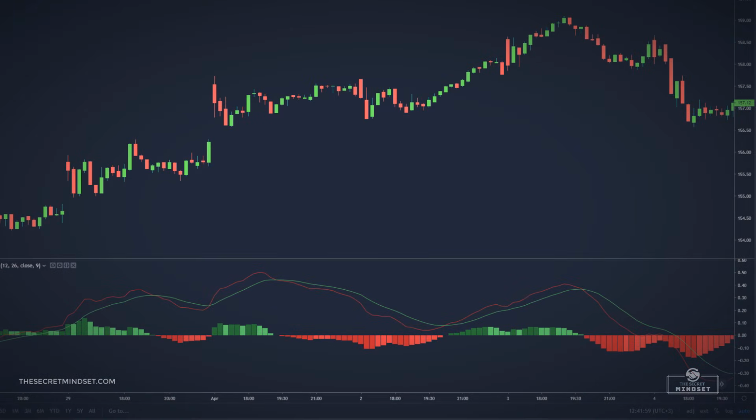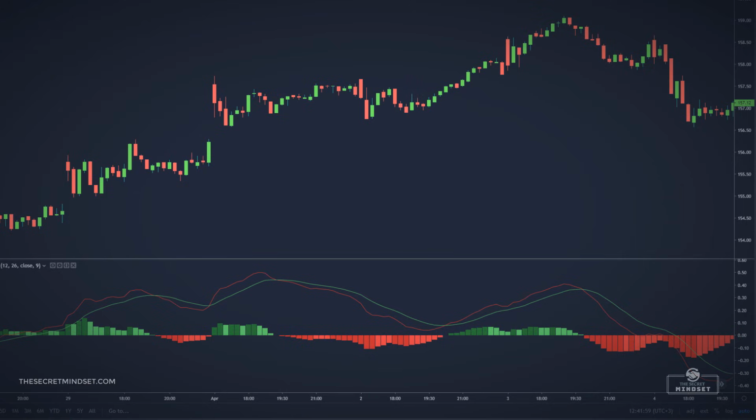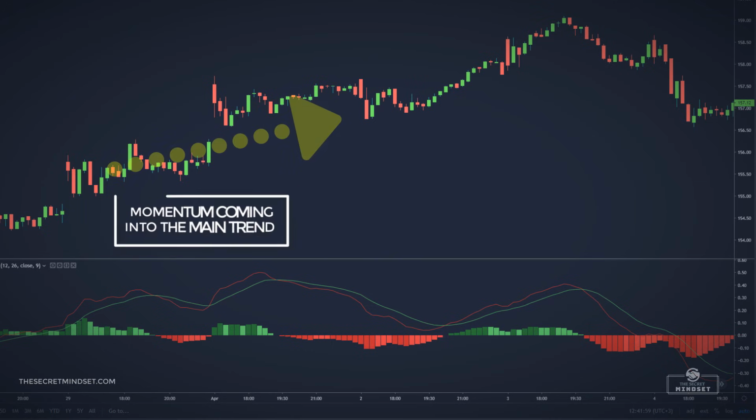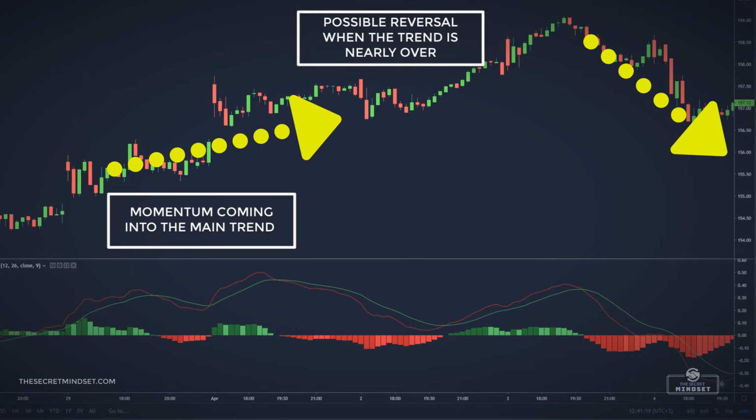Hello guys, here is one of the most important lessons about trading. If you want to become a successful trader or investor, then you must learn how to spot and trade a divergence like a pro. Divergences should be one of your most important tools because they signal momentum coming into the main trend or indicate a possible reversal when the trend is nearly over.